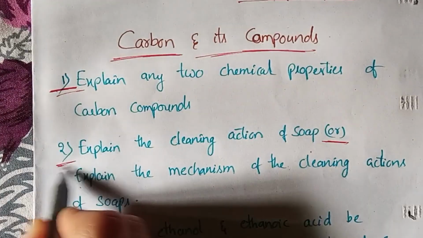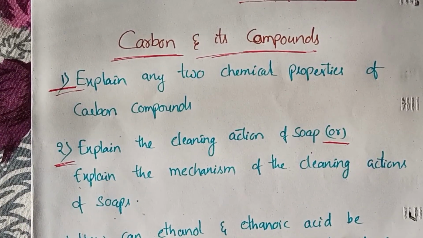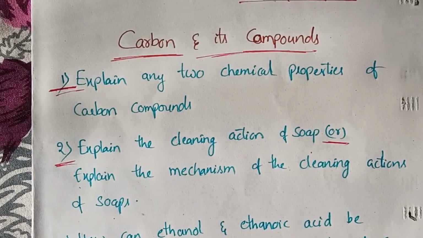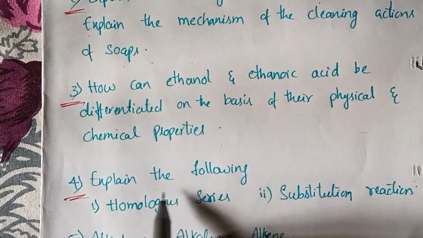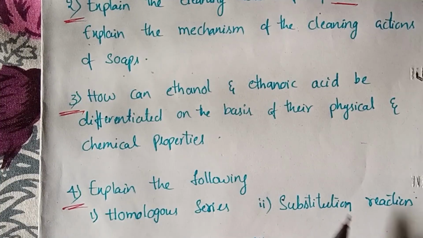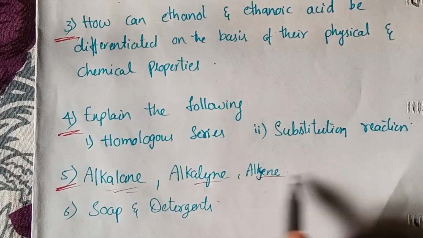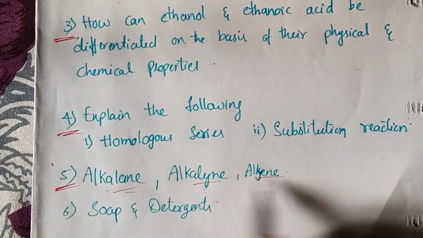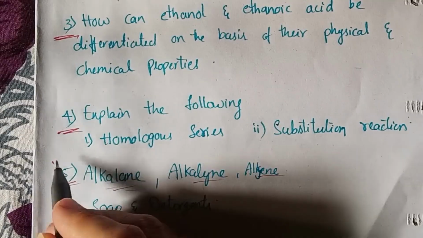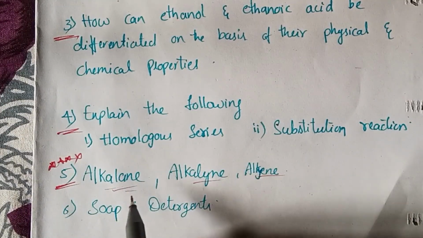Okay, next we'll see the third question, which is, how can ethanol and ethanoic acid be differentiated on the basis of their physical and chemical properties? Okay, next, fourth question is, explain the following: homologous series, substitution reaction. Okay, next. So guys, these three are the top most. They will ask you all three in 8 marks. Sometimes they will ask you for 4 marks. In 1 mark also they will ask you what it means.